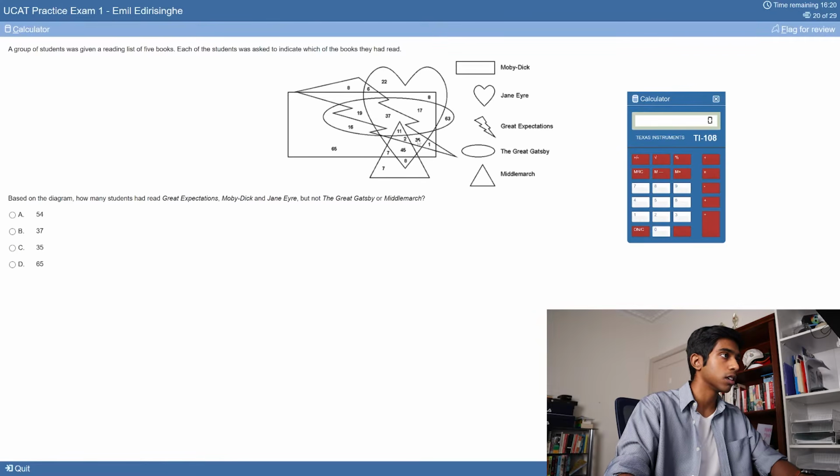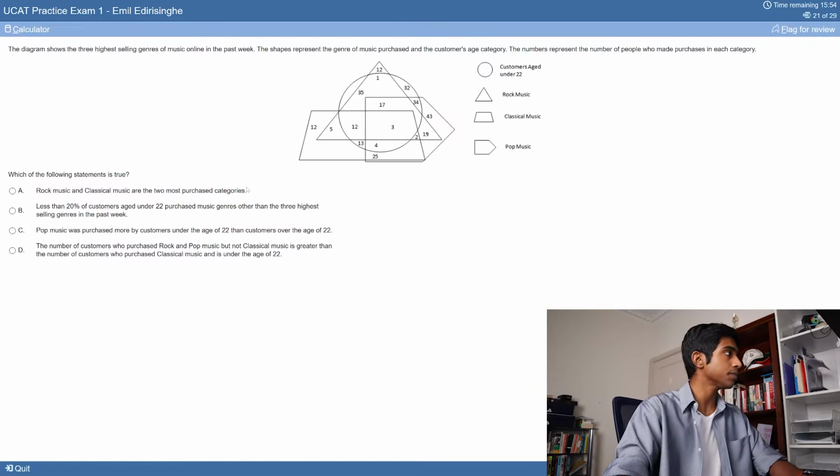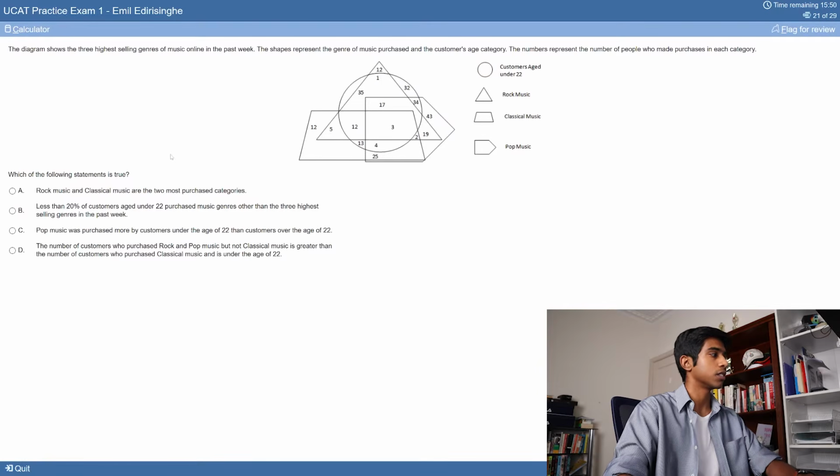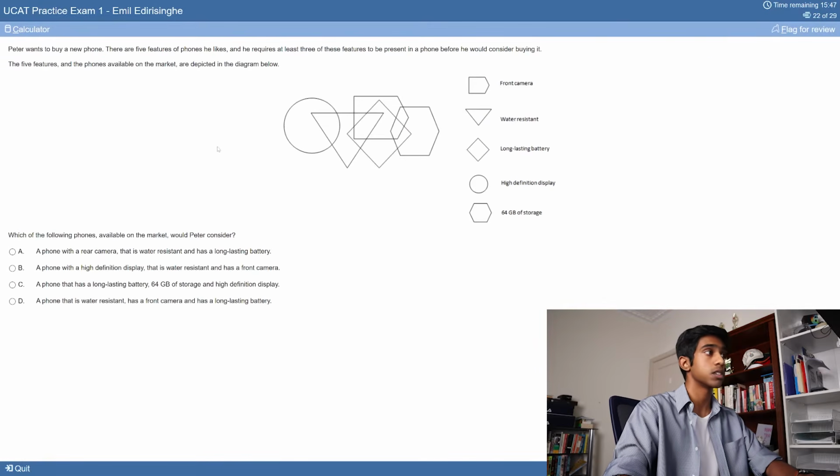So it's going to be this 35, and yeah, it's just going to be this 35, I think. Because this isn't in Jane Eyre. This is in Middlemarch. This is in Middlemarch. 37 is in both Middlemarch and Great Gatsby. Yeah, so it's 35. Since it's which of the following is true, I'm going to skip this.